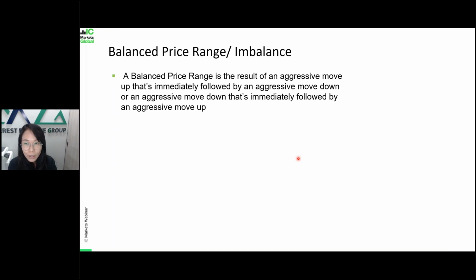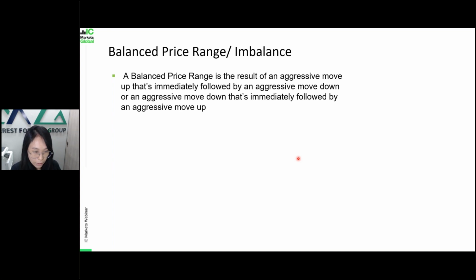Now we are looking at the balanced price range. A balanced price range is a result of an aggressive move up that is immediately followed by an aggressive move down. Let me repeat. A balanced price range is a result of an aggressive move up that's immediately followed by an aggressive move down, or, in the second scenario, an aggressive move down that is immediately followed by an aggressive move up. So it's up or down.